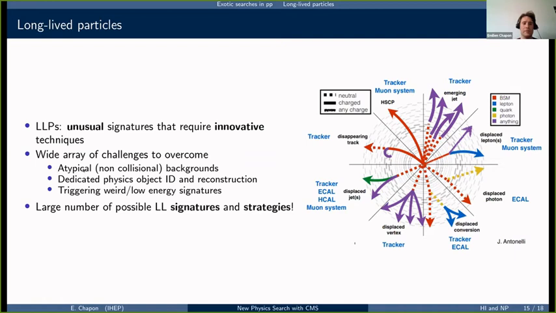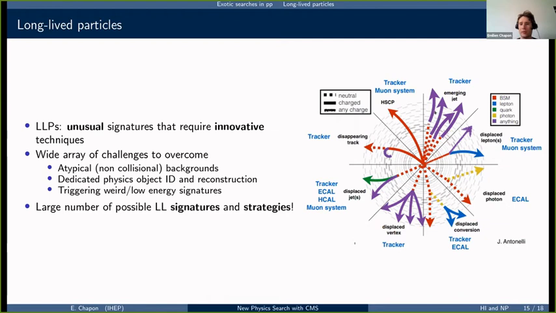So there are some atypical, meaning non-collisional, backgrounds. This requires dedicated physics object ID and reconstruction, and also triggering on some weird or low energy signatures. But there is a large number of possible long-lived signatures and strategies. And here is an example of the kind of signatures that we are talking about.